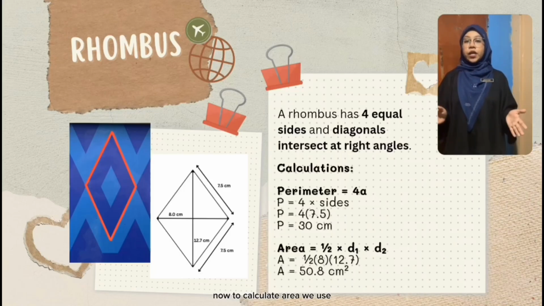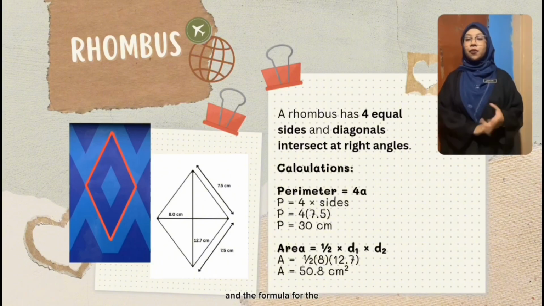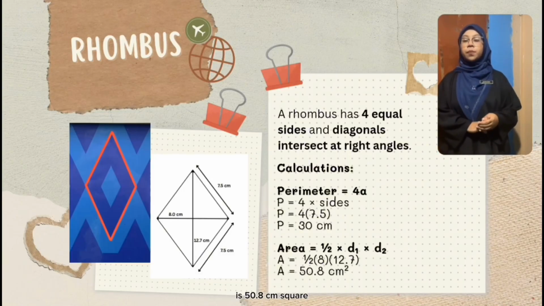Now, to calculate area, we use its diagonals, d1, which is equal to 8 cm, and d2, equal to 12.7 cm. The formula for the area is A equals half times d1 times d2, and we find that the area of the rhombus is 50.8 cm square.